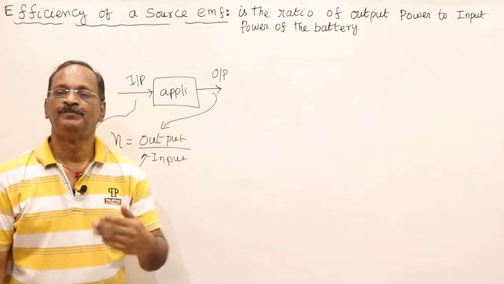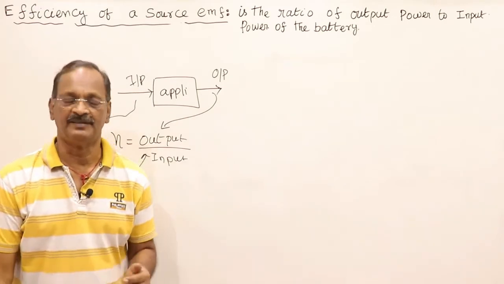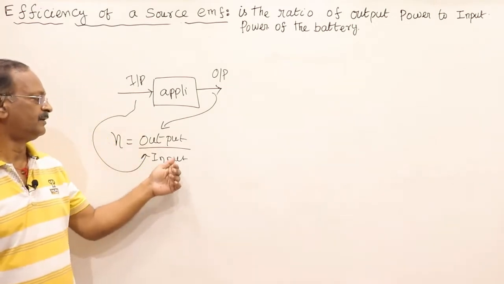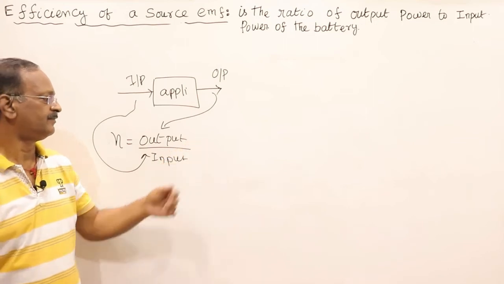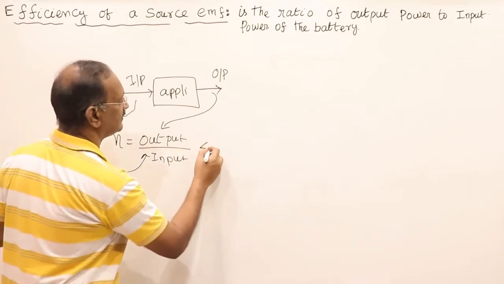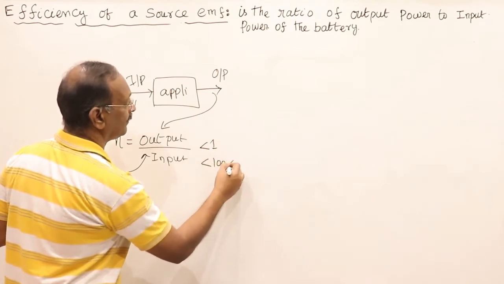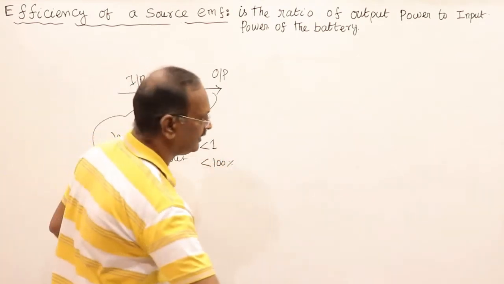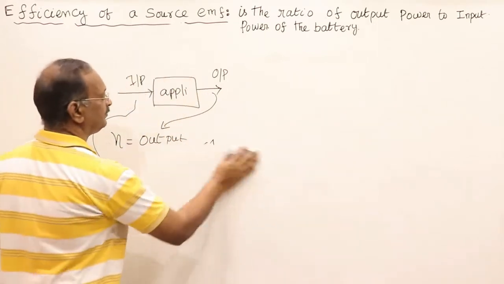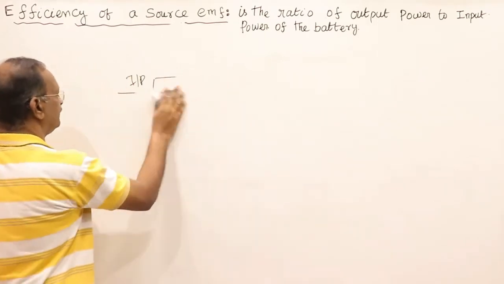Whatever we are giving as input, some portion will be lost in the form of friction. Therefore, input will be more, output will be less. Therefore, the efficiency is always less than 1, that is, less than 100%. So now we can write efficiency in terms of a source of EMF.